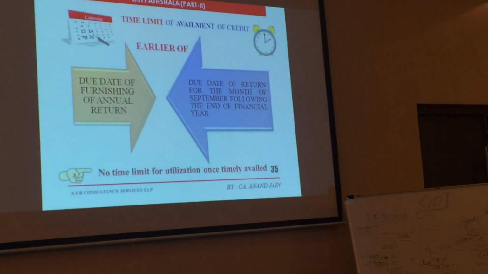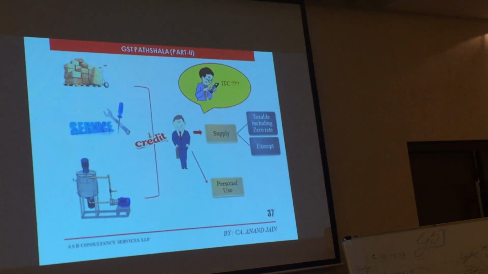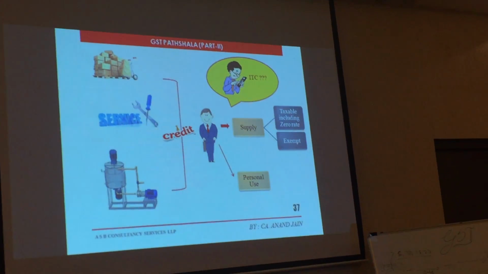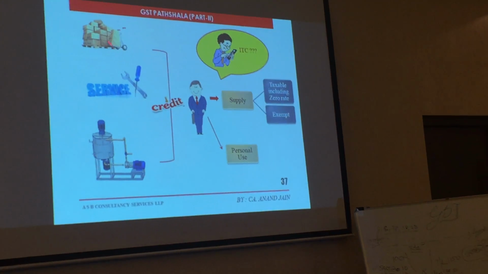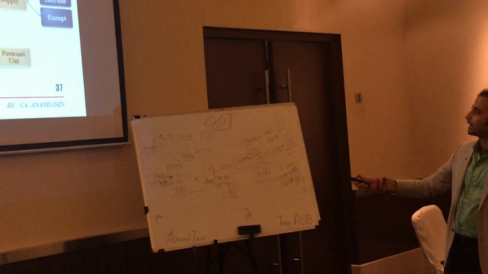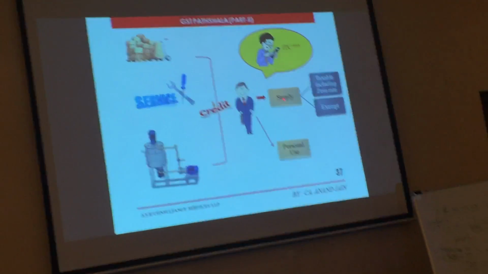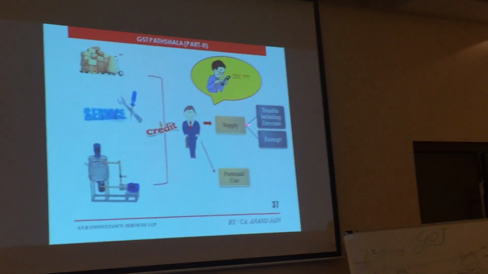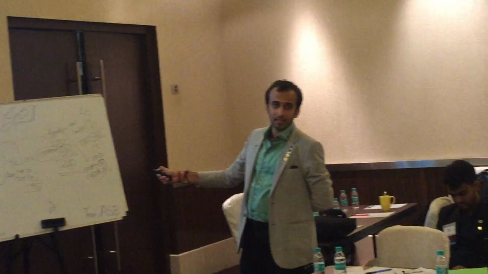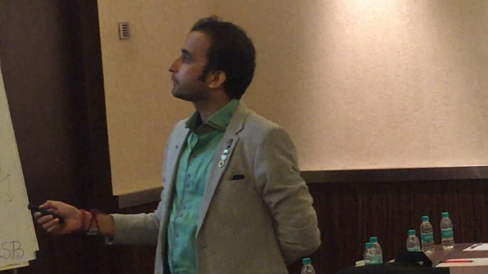Time limit, we have already discussed. Computation of eligible input tax credit, this is also self-explanatory. These are all your goods, service, capital goods. This is the total accumulated credit less what you have done. If you have done a supply to zero rated unit, then it is okay. But if you have done it to exempt, then you have to reverse that credit. And if you have booked certain expenditure which is of personal use and taken the credit, you have to reverse it. Then final will be your input tax credit. Then you are eligible to take the set off of it.